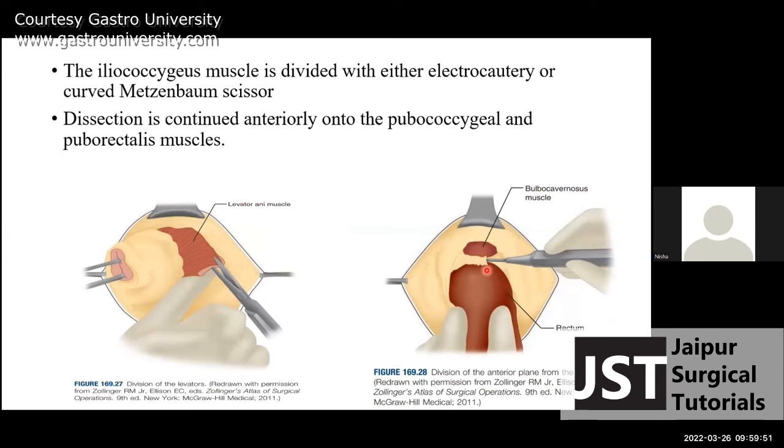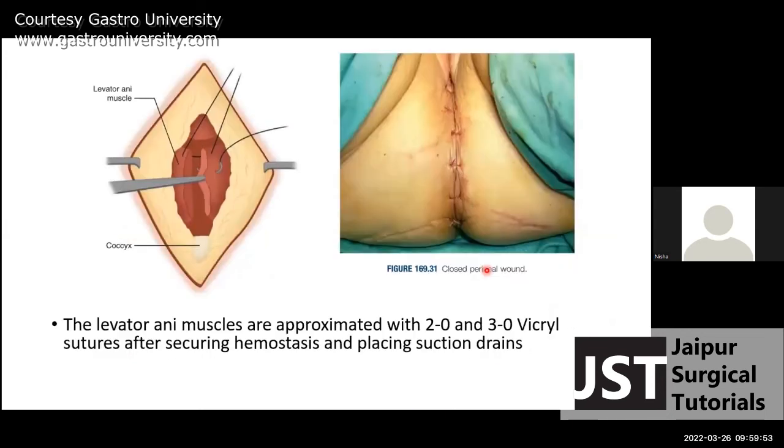So we'll be joining both from the abdominal side as well as from the perineal side. And once that is done, we will be closing the levator ani muscle in layers. And this is how the perineal wound closure is going to be in a traditional APR.